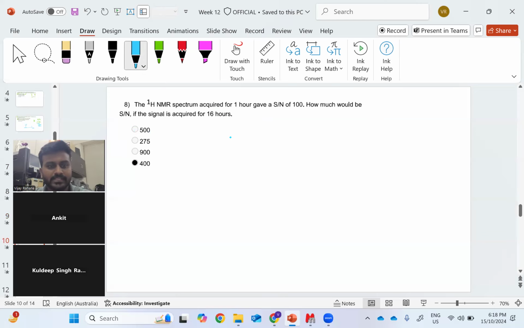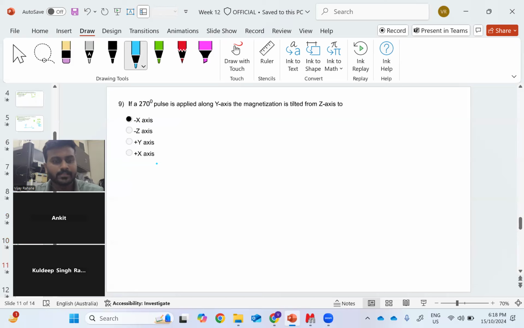In the question, it is mentioned that the 1H NMR spectrum acquired for 1 hour gives a signal to noise ratio, S/N, of 100. How much would be the S/N if the signal is acquired for 16 hours? In this case, the signal to noise ratio will be 400. In the next question, if a 270-degree pulse is applied along the y-axis, the magnetization is tilted from the z-axis to the x-axis. So this is the option here.